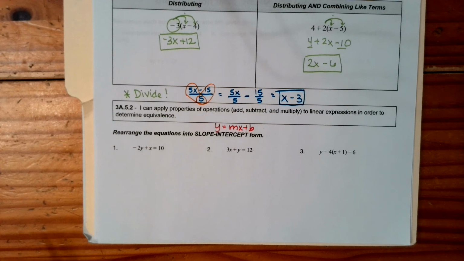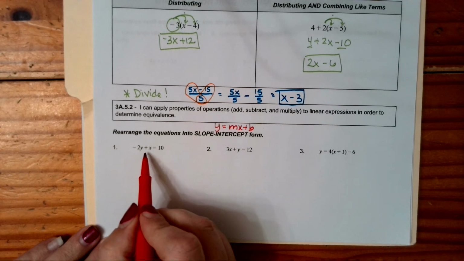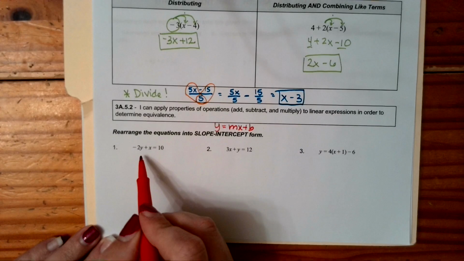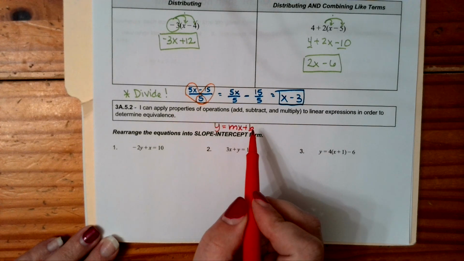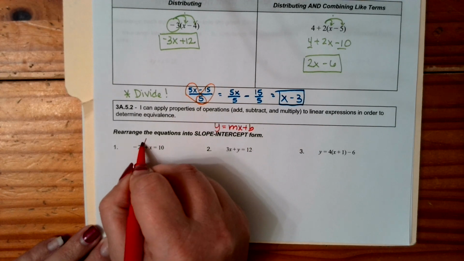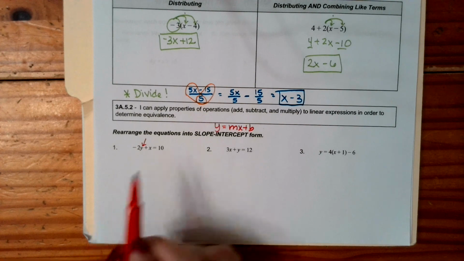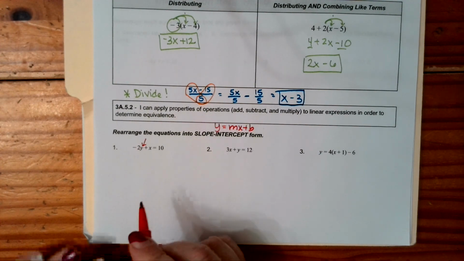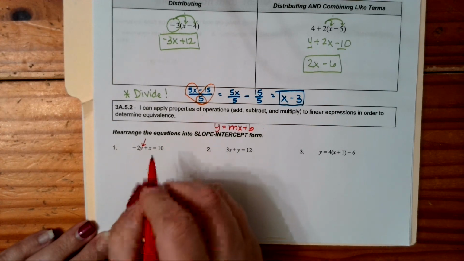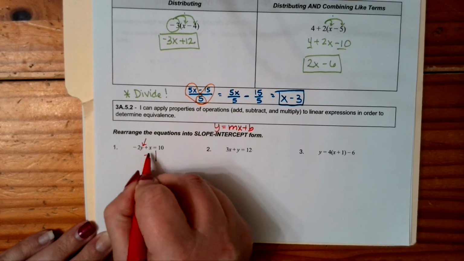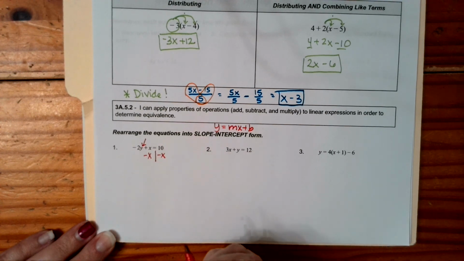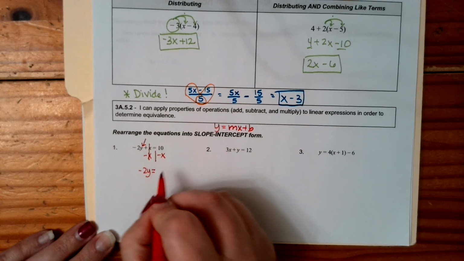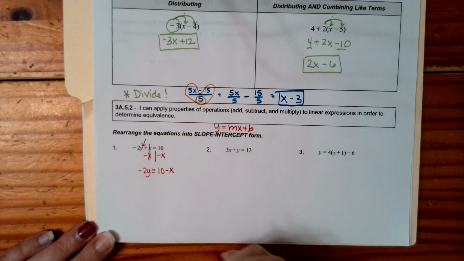So for this very first one, we've got negative 2y plus x equals 10. We're going to take this and rearrange it. We're not changing anything, and we're going to make it look like this instead. So here's that y that we're solving for. If we've got negative 2y plus x equals 10, then we know that the first thing we have to take care of is this x. So the way that I'm going to move that over is I'm going to use an inverse operation. I'm going to subtract x from both sides. Those cancel, and I'm left with negative 2y equals 10 minus x.